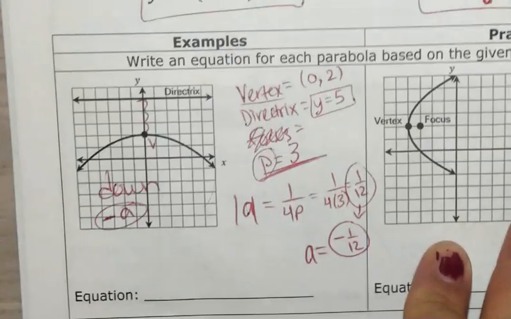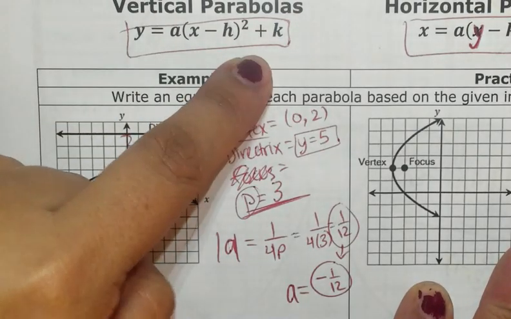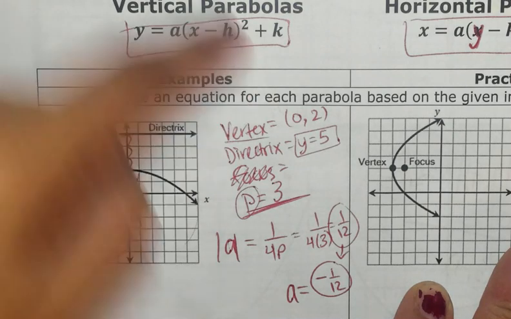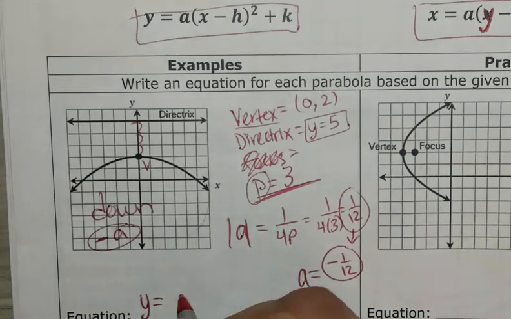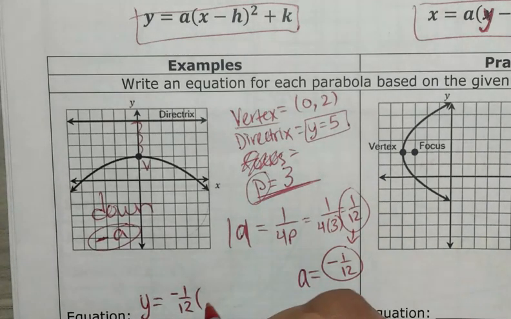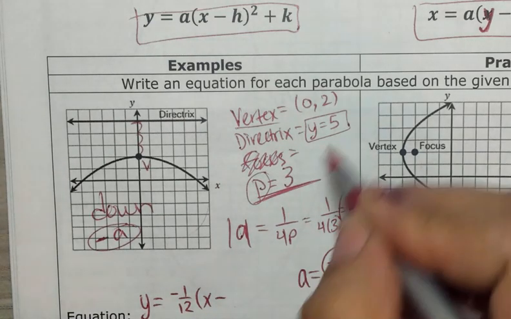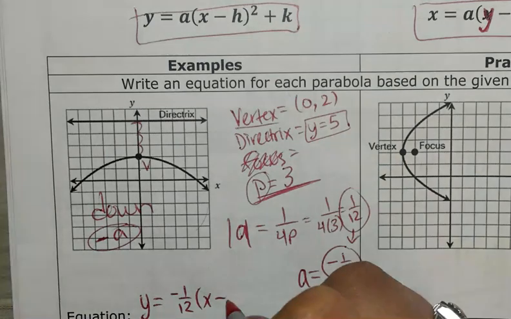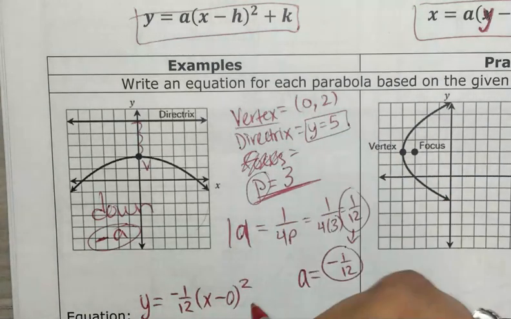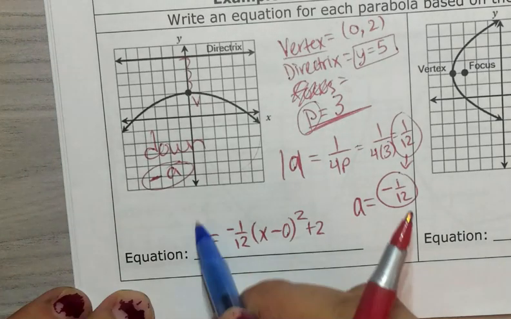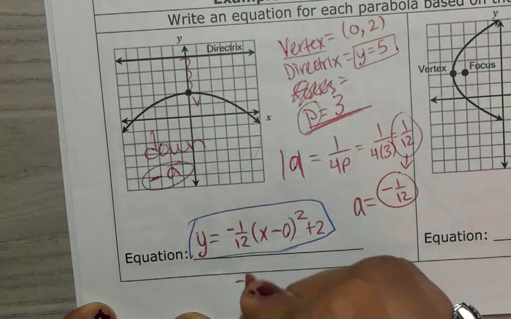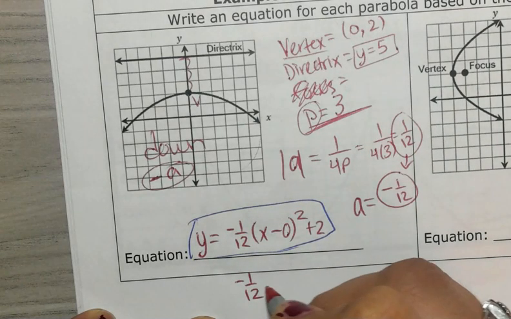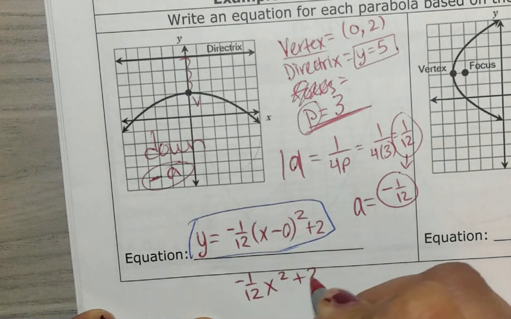All right, if we put it together, we do have it opening up or down. So that is a vertical parabola. We're going to follow this example, y equals a(x minus h) squared plus k, which you're familiar with. So we're going to write y equals negative 1/12 (x minus your h). So vertex, we have h and k. So 0, squared, plus 2. So that right there is the vertex form. But of course, you can simplify it because of that 0, and it will look like y equals negative 1/12 x squared plus 2.